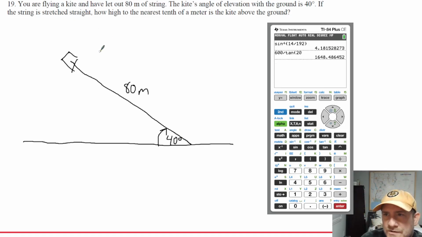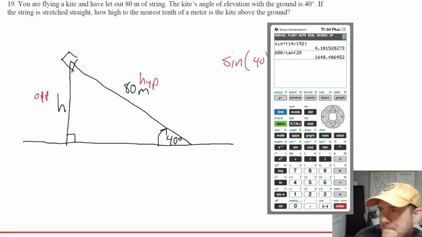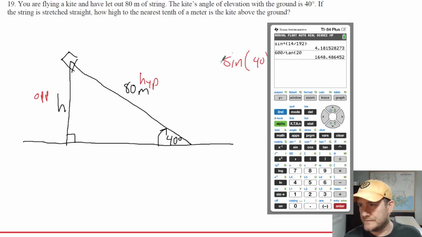And then it says if the string is stretched nice and straight, then how high is the kite above the ground? So we're looking for this straight up and down distance representing the height of the kite. So to do this, again, you just mark your sides. This is opposite and this is hypotenuse. So that sounds like sine to me in SOHCAHTOA. So we know that the sine of angle 40 equals h over 80. And you just cross multiply. So you get 80 times the sine of 40.